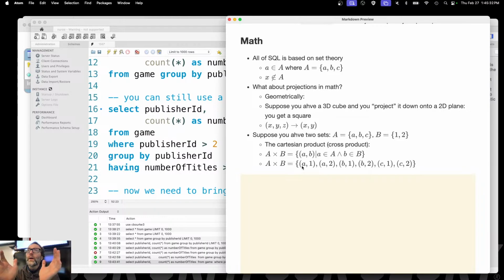Note here that we're using parentheses to denote what are called tuples, pairs. Those are ordered pairs. (a, 1) is not the same thing as (1, a). But in a set like this, {a, b, c}, that's the same as {b, c, a} or {c, b, a} or any combination thereof, because sets are unordered things.